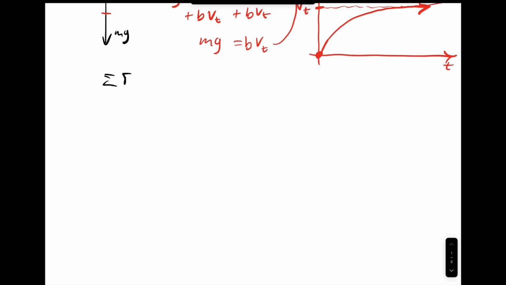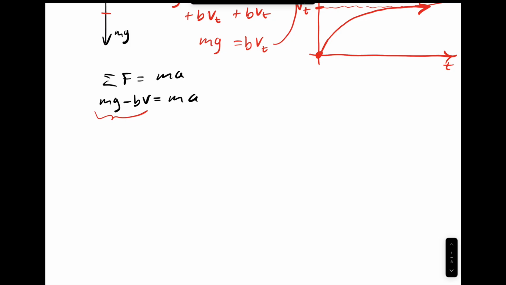Summation of all the forces was equal to ma. Now, what we had was this. We had mg minus bv was equal to ma. Now you might be asking me, why did you let mg be positive since it's down? The way we're handling this is whichever way the acceleration is occurring, at least initially in this case, that's going to be the positive direction. So I'm choosing the downward direction to be positive.